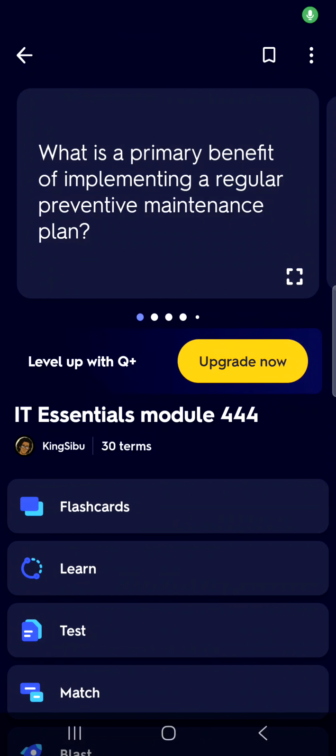Guys, so let's do IT Essentials Module 4.